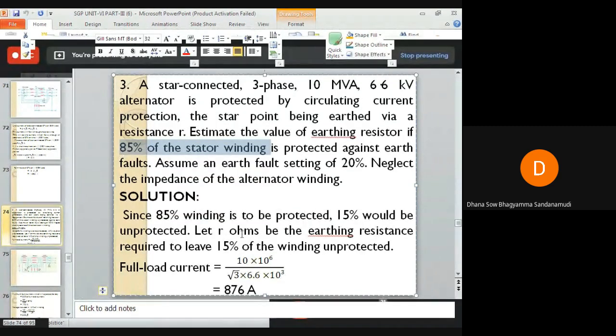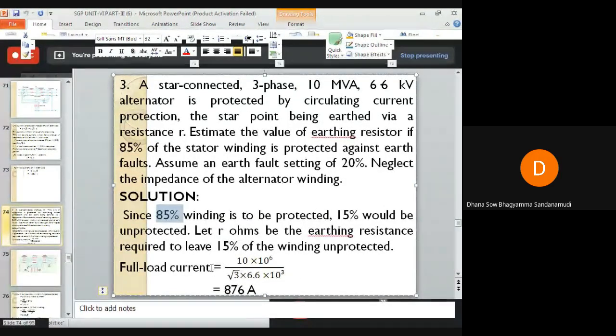So let R, the small r, which they have already mentioned in the problem, be the earthing resistance in ohms required to leave 15% of winding unprotected. So this resistance R will leave the 15% of the winding unprotected. And this R value's duty is to protect up to 85% of the winding.